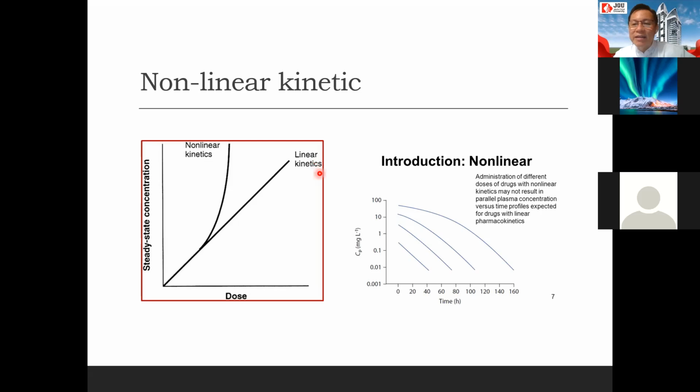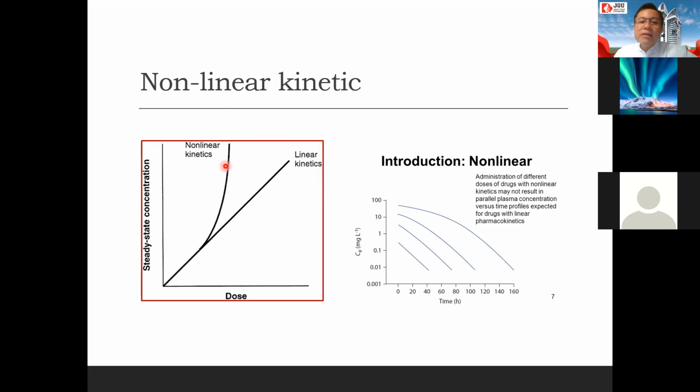Whereas with the linear kinetic, even if you forget the pharmacokinetic formula, it's okay. You still can double up and adjust the dose using basic primary school mathematics. But for non-linear, cannot. For non-linear, you have to know the formula and calculate it.